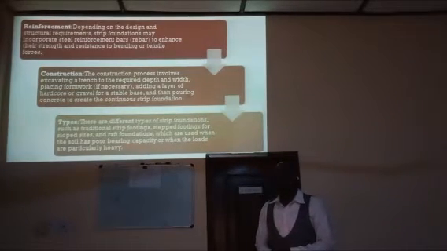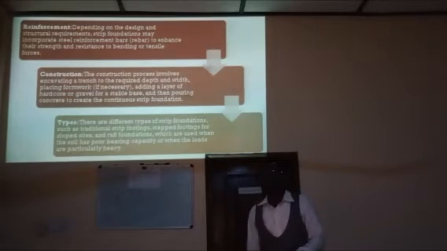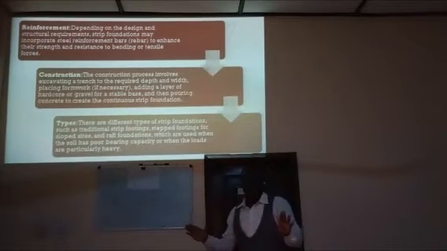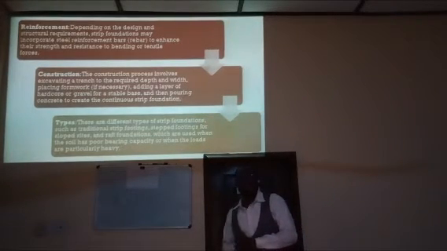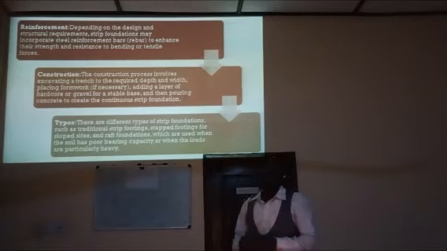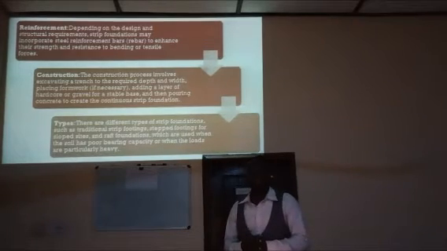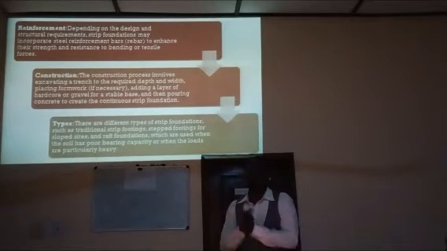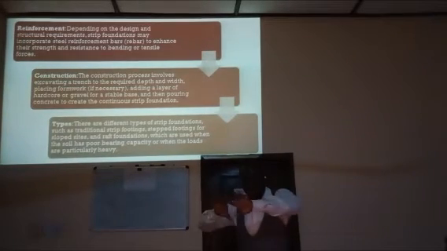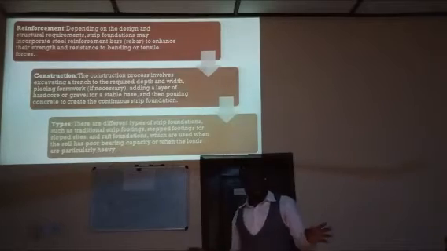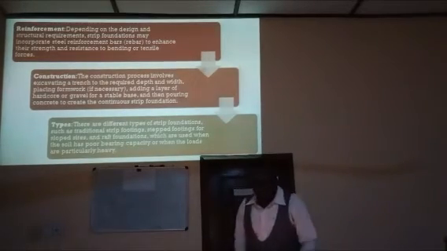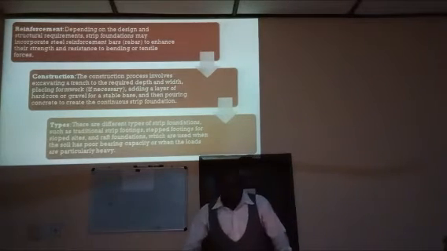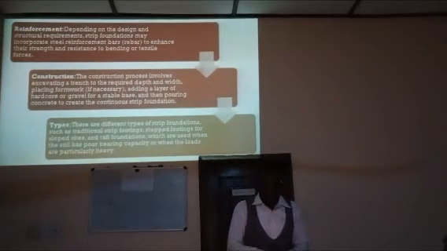The next picture is the construction. The construction process involves excavating a trench to the required depth and width, placing formwork if necessary, then adding a layer of hardcore or gravel for a stable base, and then pouring concrete to create a continuous strip footing. Now, there are different types of strip foundation, and they include traditional strip footings or foundation, stepped footings for sloped areas. I will explain that shortly.